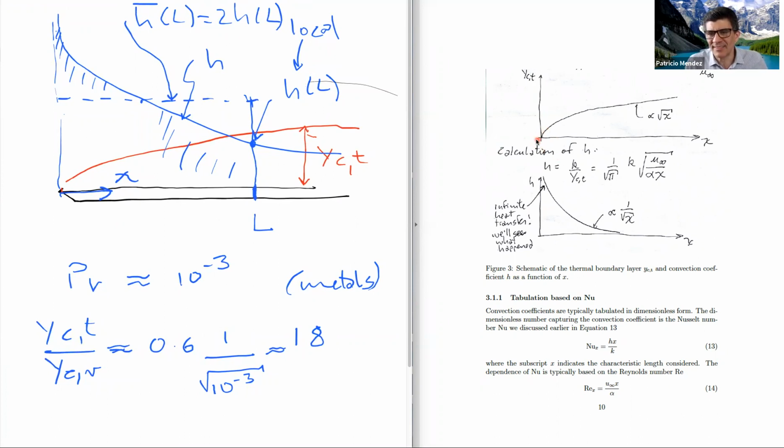So the x is the coordinate in the direction of the flow, downstream. X equals 0 corresponds to the leading edge of a flat plate, like we made a schematic here. The thickness we called YCT, that is kind of a funny name, right? That is the characteristic distance in the Y direction, and T because it's thermal.